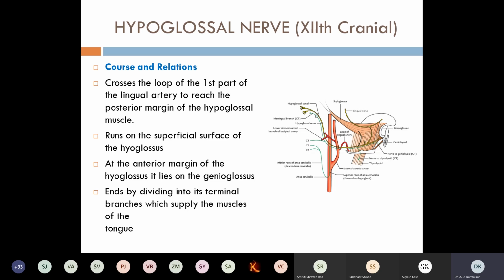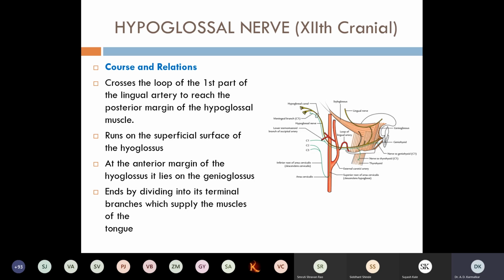On the hypoglossus muscle, there is the deep part of the submandibular gland, and there is a ganglion, the submandibular ganglion, and the lingual nerve. All these have a relation with it. Now it goes up near the anterior border of the hypoglossus muscle and forms terminal branches, which supply the muscles of the tongue. So this is simple.